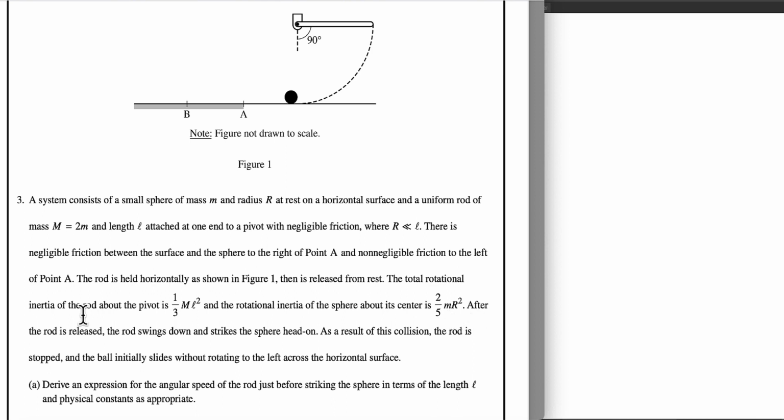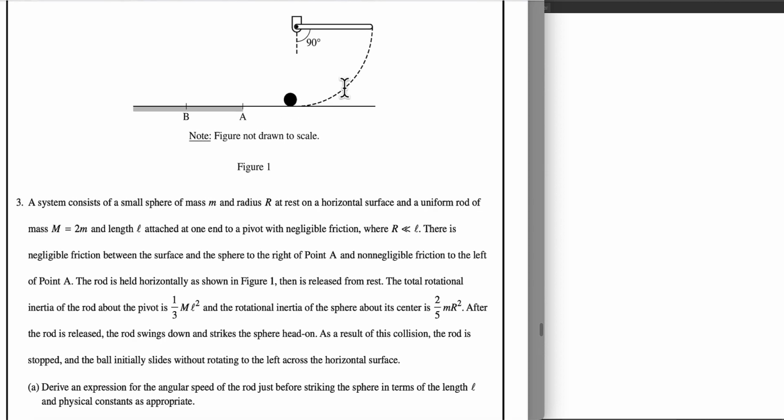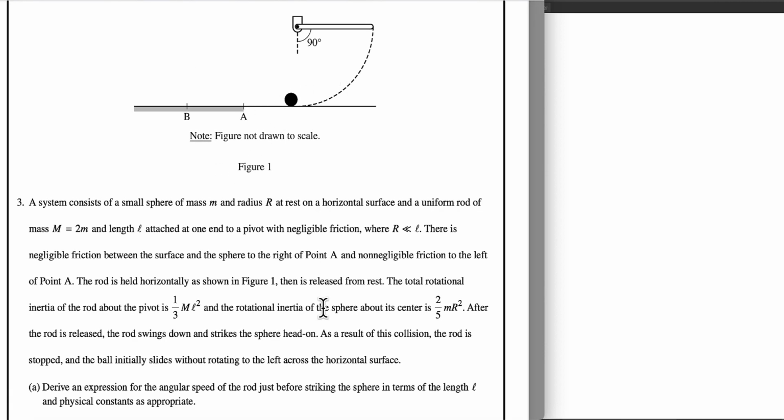After the rod is released, the rod swings down and strikes the sphere head-on. So usually when we say head-on collision, it will mean that the result of such collision is one-dimensional. So the rod center of mass velocity going this way, to the left, that will be the direction of the sphere's final velocity direction, leaving the collision site.